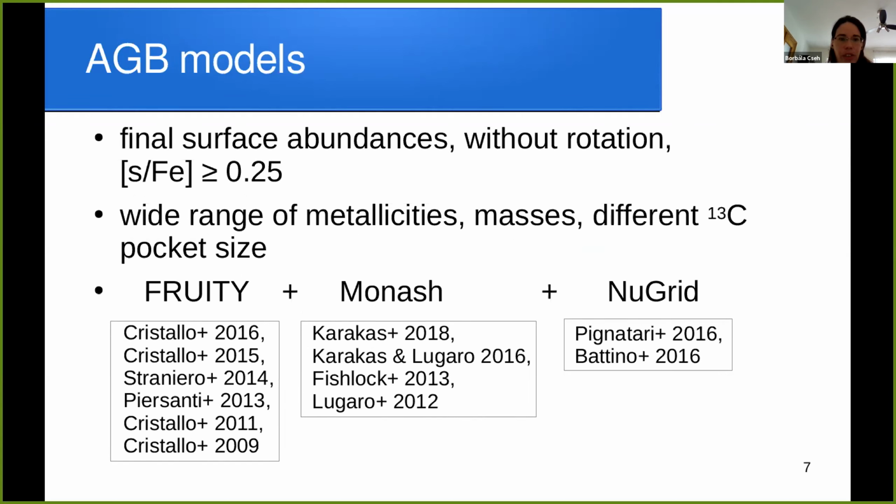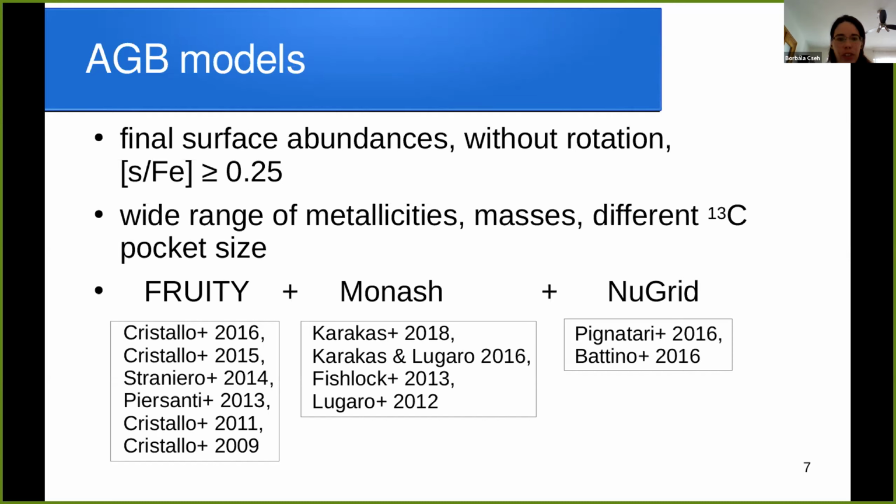And we compared these stars, these results from the spectra, with different AGB models. So we used the same criteria for these AGB models, with the same elements counted as S. And S over iron has to be over 0.25 to compare with a model. And we used models without rotation, since it looks like the rotation is not causing a large effect in AGB stars when we compare to these observations.